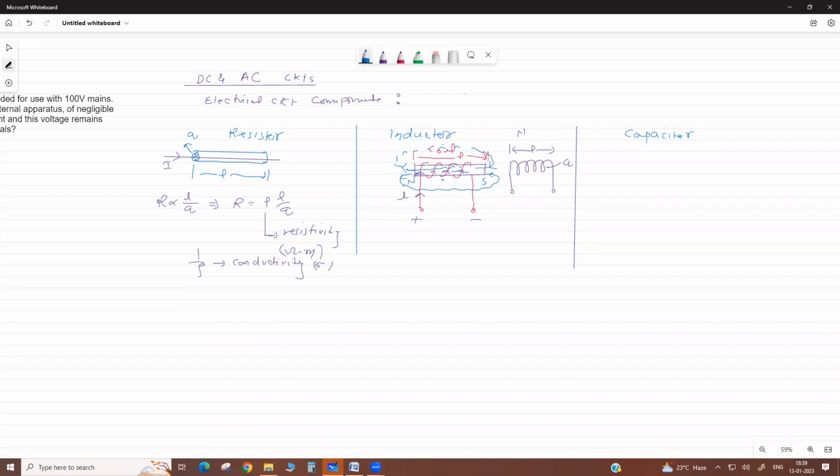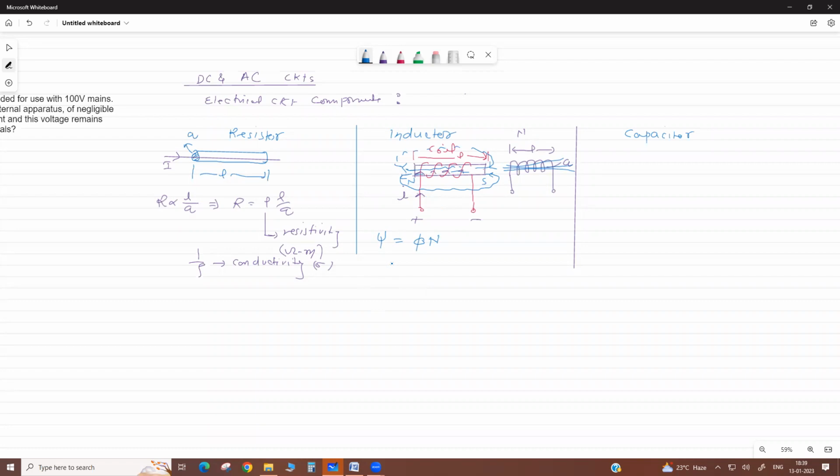Now suppose, what is the total flux? Due to the number of turns, the flux links multiple times through the coil. If we consider the flux per turn as phi, then the total flux is N phi. This is the total flux, represented by psi. This is the total flux linkage.